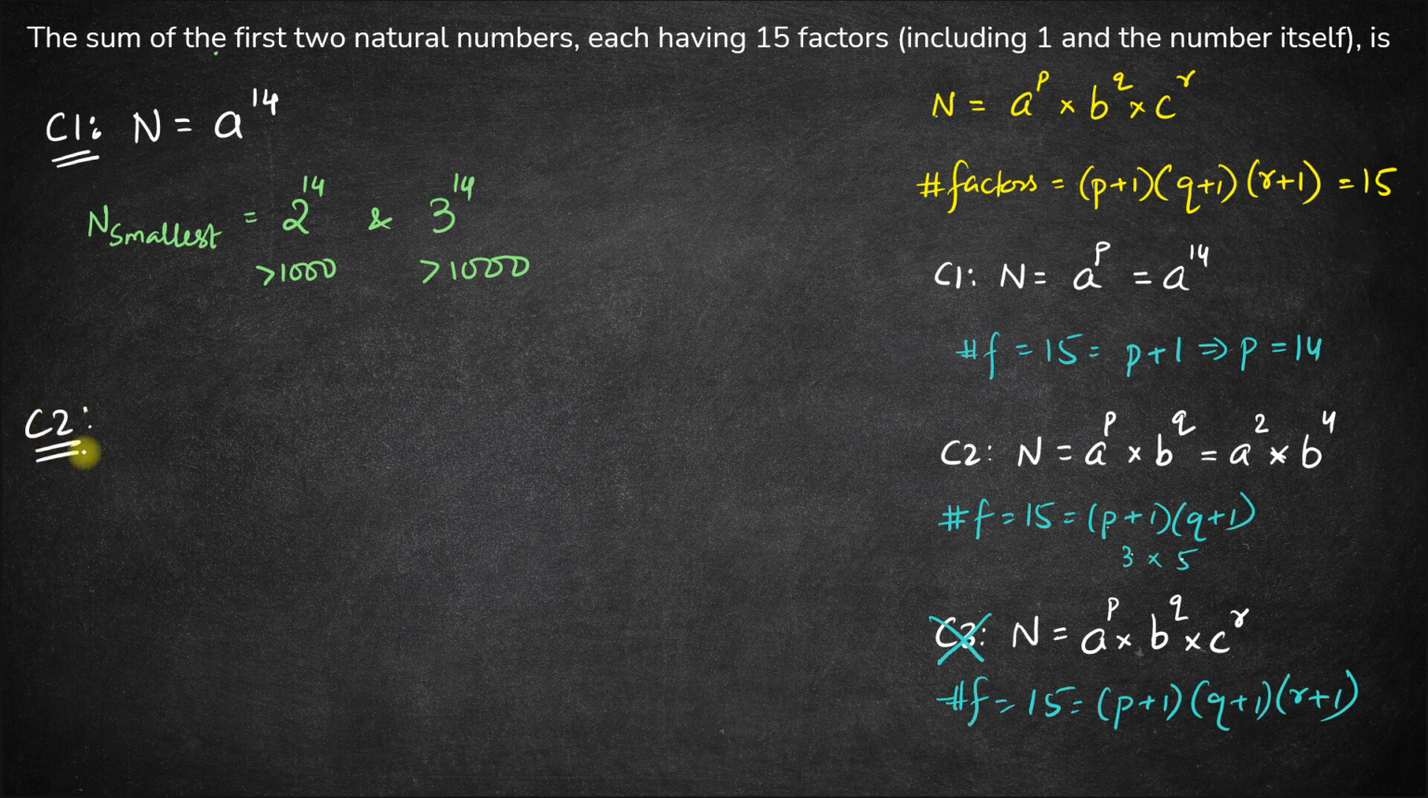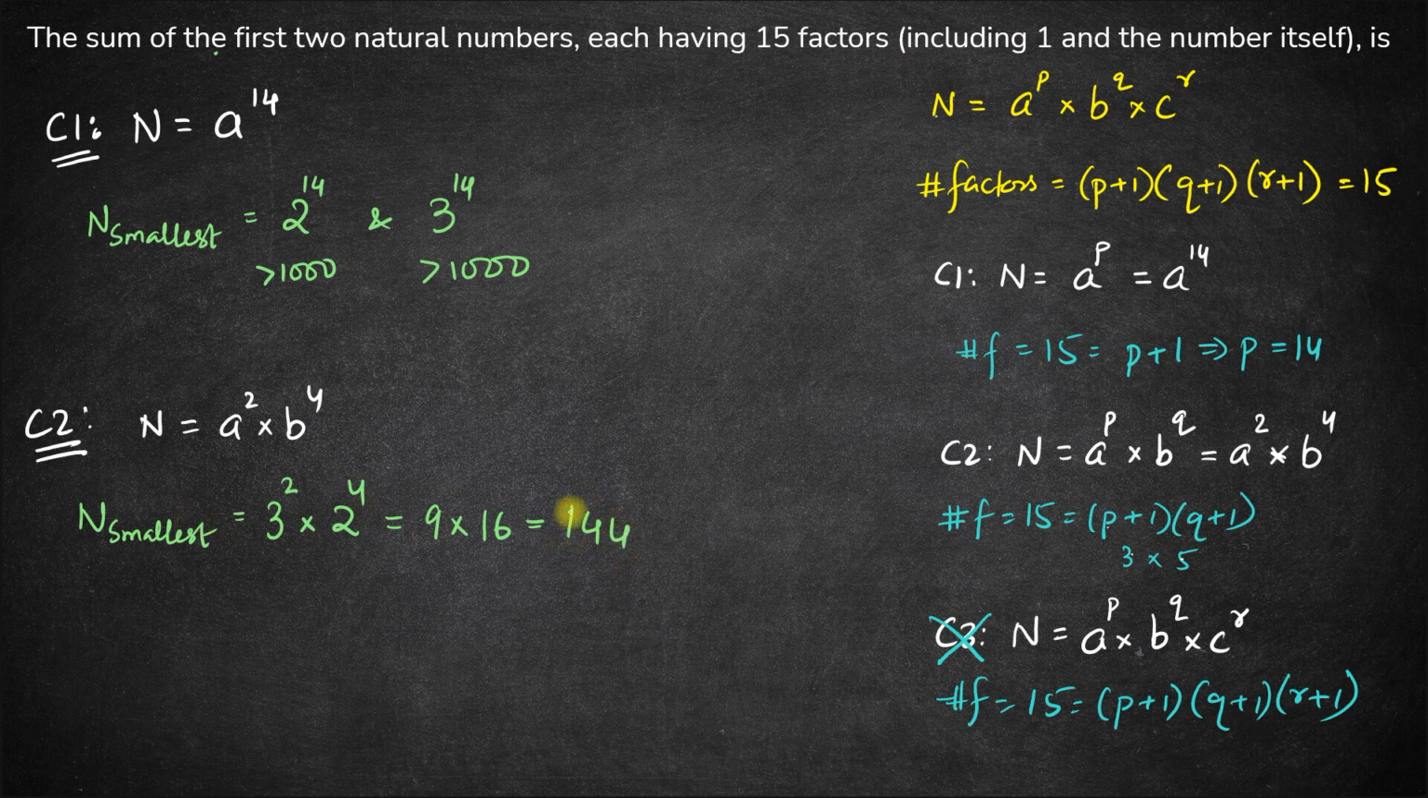Next, consider the second case. Here n is of the form a squared into b to the power 4. What are the smallest possible values of n here? The smallest value is when you take b as the smallest prime number, since the power of b is higher, and a as the second smallest prime number. So a is 3, squared, into b is 2, to the power 4. 3 squared is 9 and 2 to the power 4 is 16, so 16 into 9 is 144. The smallest possible value of n comes out to be 144, which is way less than 1000.